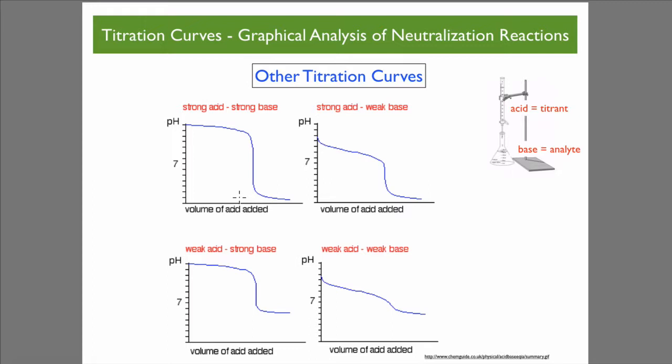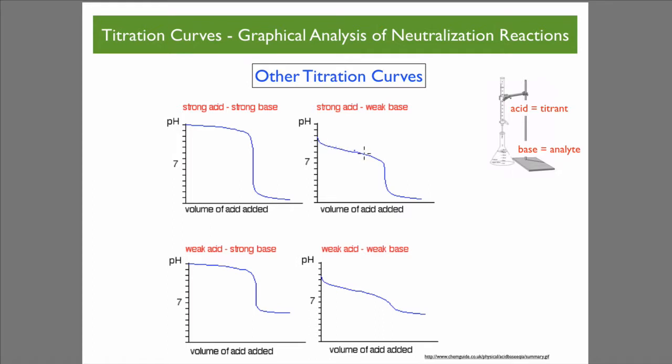Other titration curves, if you're adding the acid to the base, are going to just go the other way. Strong acid, strong base starts at the top because it's a strong base in the analyte. As you add the acid, pH drops. You get this long straight line here, and you can see it's leveling off at a very low pH, so strong base, strong acid.